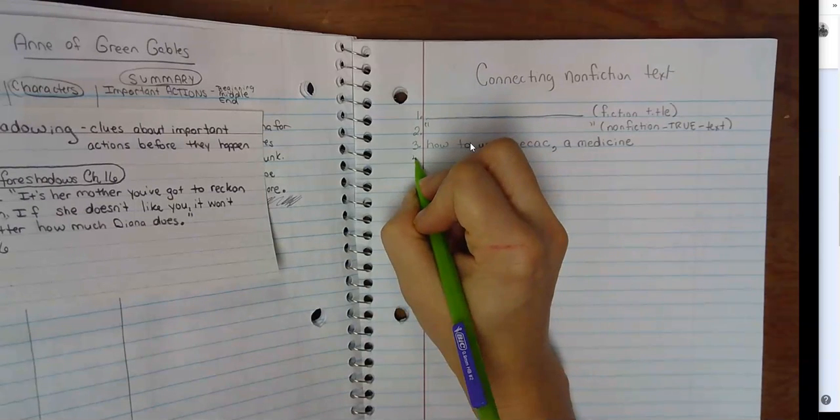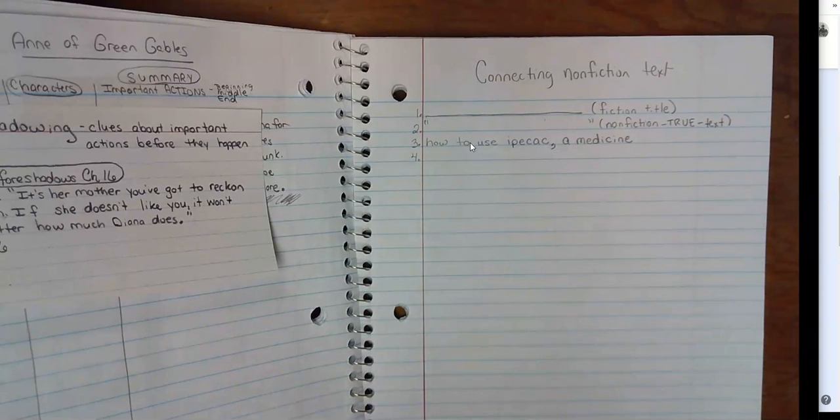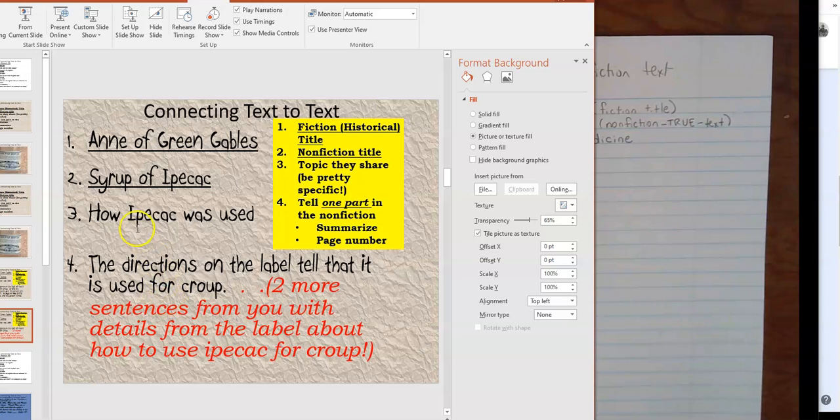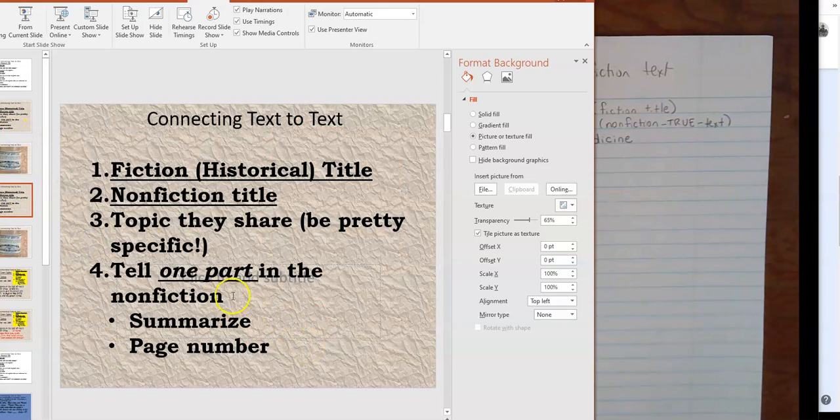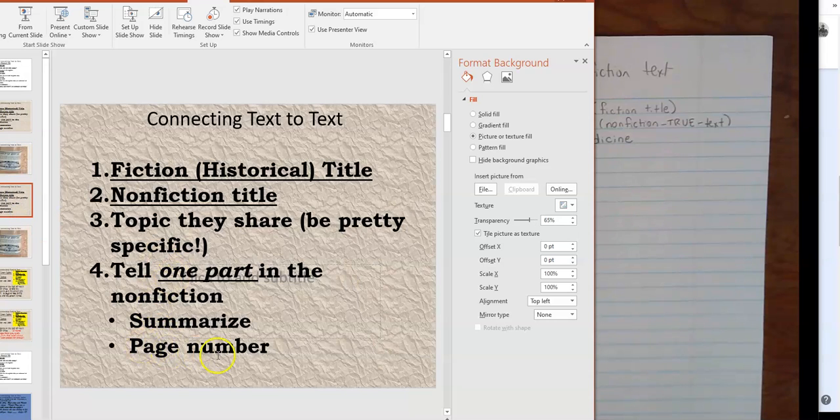Now, number 4, this is where you need to do a bit more on your own. Yes, you're going to get the fiction title. Yes, you're going to get the nonfiction title, but those you don't have to think too much about. The 4th thing we need to do now is tell one part in the nonfiction. We need to summarize it. We're not necessarily going to use a page number, because one of the reasons I chose this label for ipecac is to show you your nonfiction texts do not always turn out to be books. So we are not going to need to use a page number, but we are going to need to summarize.